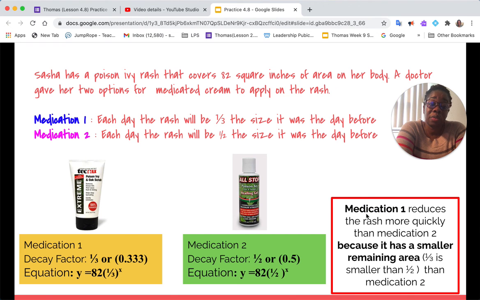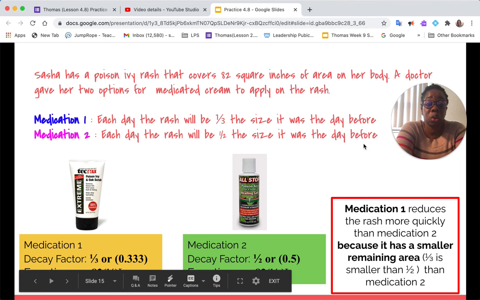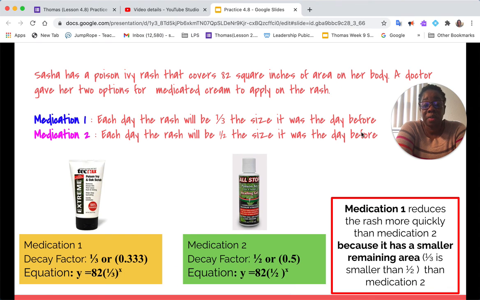So medication one reduces the rash more quickly than medication two because it has a smaller remaining area, which is 1/3, and we know that 1/3 is smaller than 1/2.